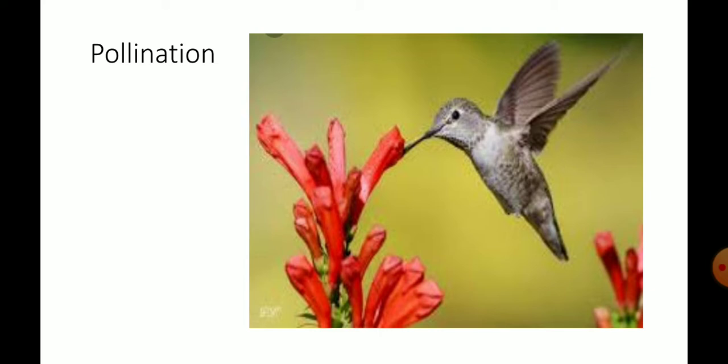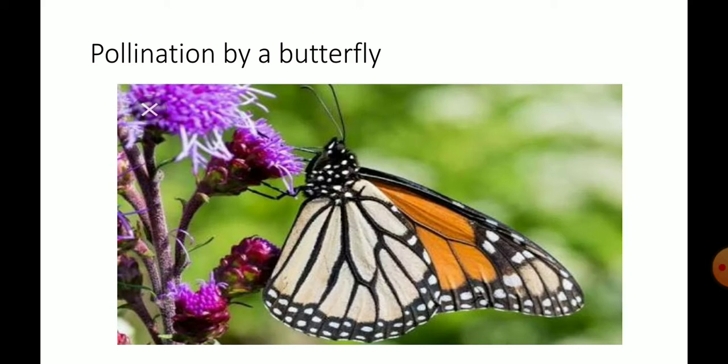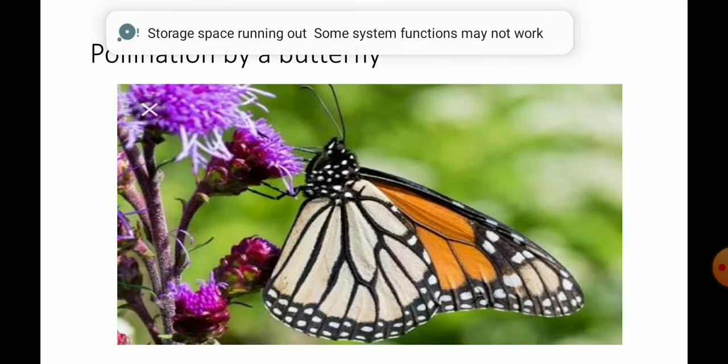Flowers produce a sweet liquid called nectar, which is formed at the base of the pistil. Bats, butterflies, insects, and hummingbirds drink the nectar as food. The next picture shows the pollination by a butterfly.